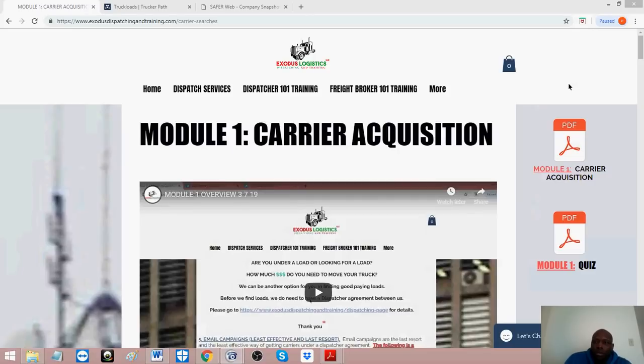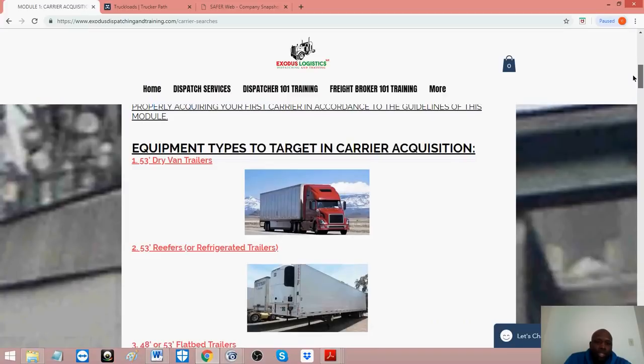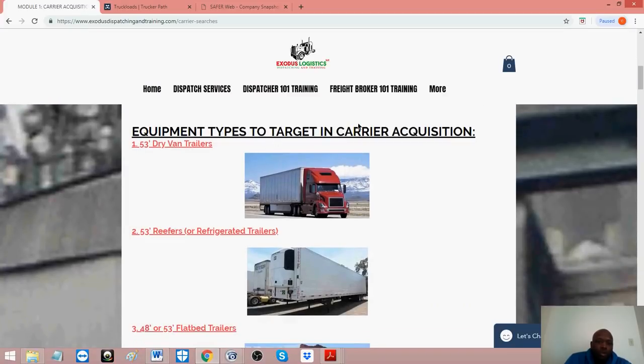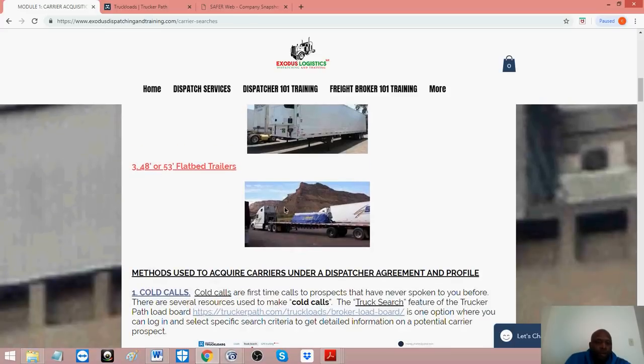Carrier acquisition here. If you were enrolled, you can only access this if you are a member of Dispatcher 101. But I'm just showing you guys. So I go over carrier acquisition, and right here, equipment types to target and carrier acquisition, or getting carriers under agreement. It's just a fancy way of saying it. 53-foot dry van trailers, 53-foot reefer trailers, the refrigerated trailer. There's a TCU, the temperature control unit on the front of the trailer, like I was saying earlier. And then the 48 to 53-foot flatbeds. Those are the ones you target.